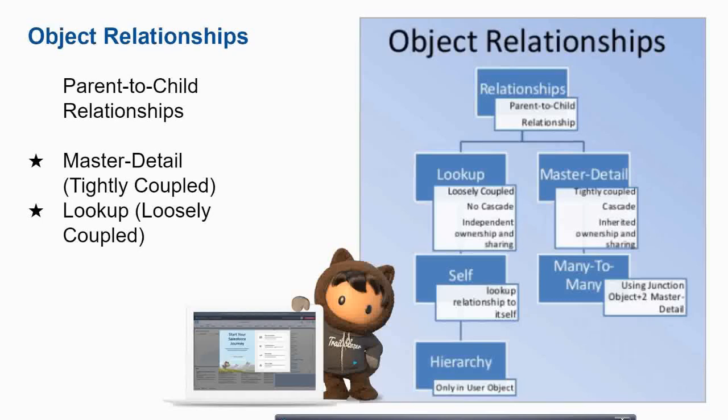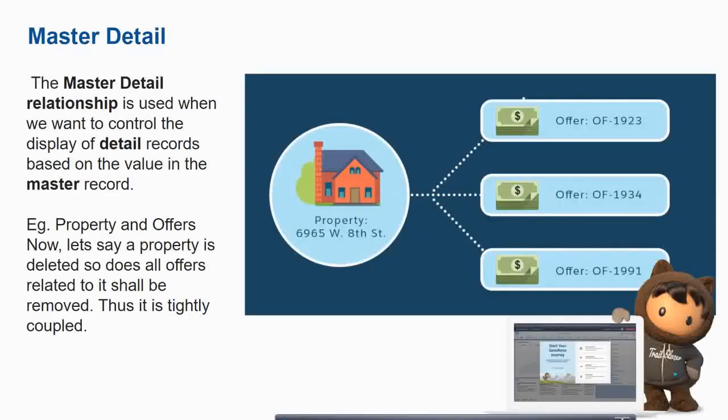Now master detail relationship is a tightly coupled relationship. When I say tightly coupled, it means that whenever the master is removed, all the children are lost. Let's say there is a property and there are offers. Now let's say the owner of the house decides to remove that property from the table, they don't want to sell it anymore. Once the property is removed, every subsequent offer or bid placed for that property also gets removed. So that's a tightly coupled relationship.